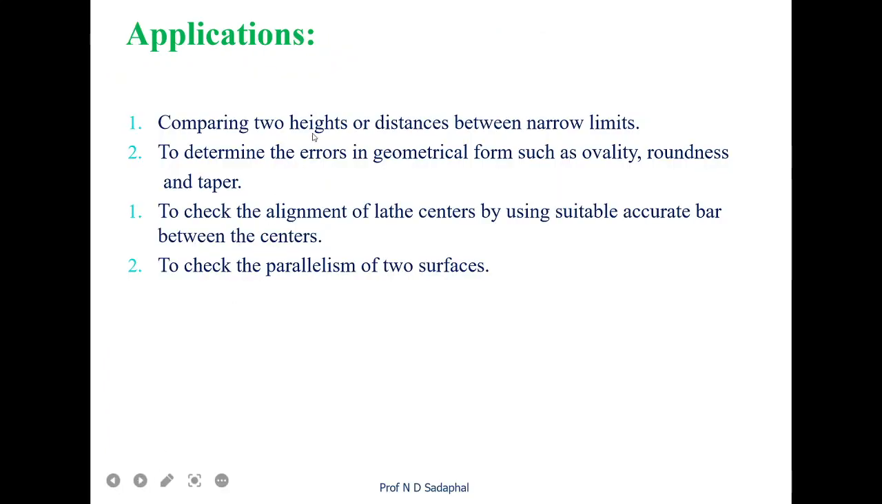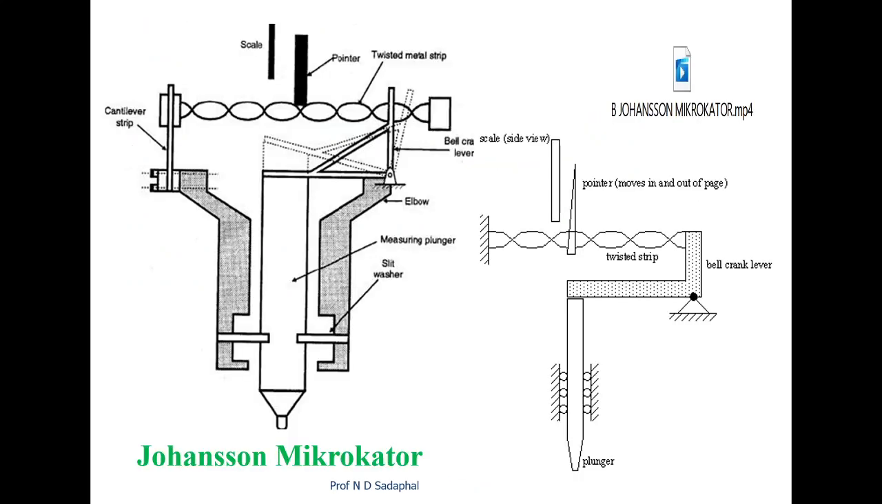By comparing two heights or the distance between two narrow limits, we can use the dial indicator to determine errors in geometrical forms such as ovality, roundness, and taper. We can check these with the help of the dial indicator. Likewise, these are some applications of the dial indicator.